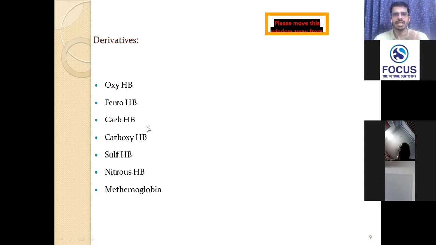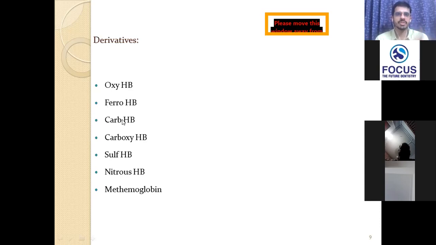Very, very important. This is very important because you need to make a distinction from carboxy hemoglobin. Okay, carboxy hemoglobin is where carbon monoxide combines with hemoglobin. Carbamino hemoglobin or carb hemoglobin is where carbon dioxide combines with hemoglobin. Okay, carbon dioxide combines with hemoglobin in a normal condition during the transport of respiratory gases. However, carboxy hemoglobin is usually seen in pathological conditions, especially in carbon monoxide poisoning.